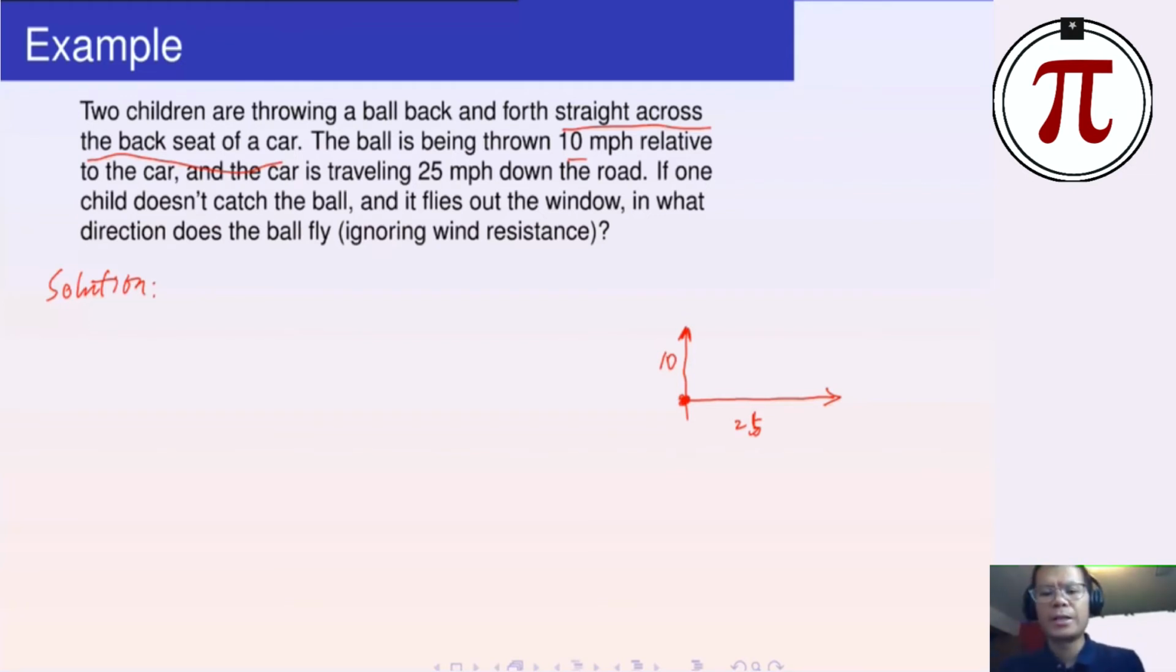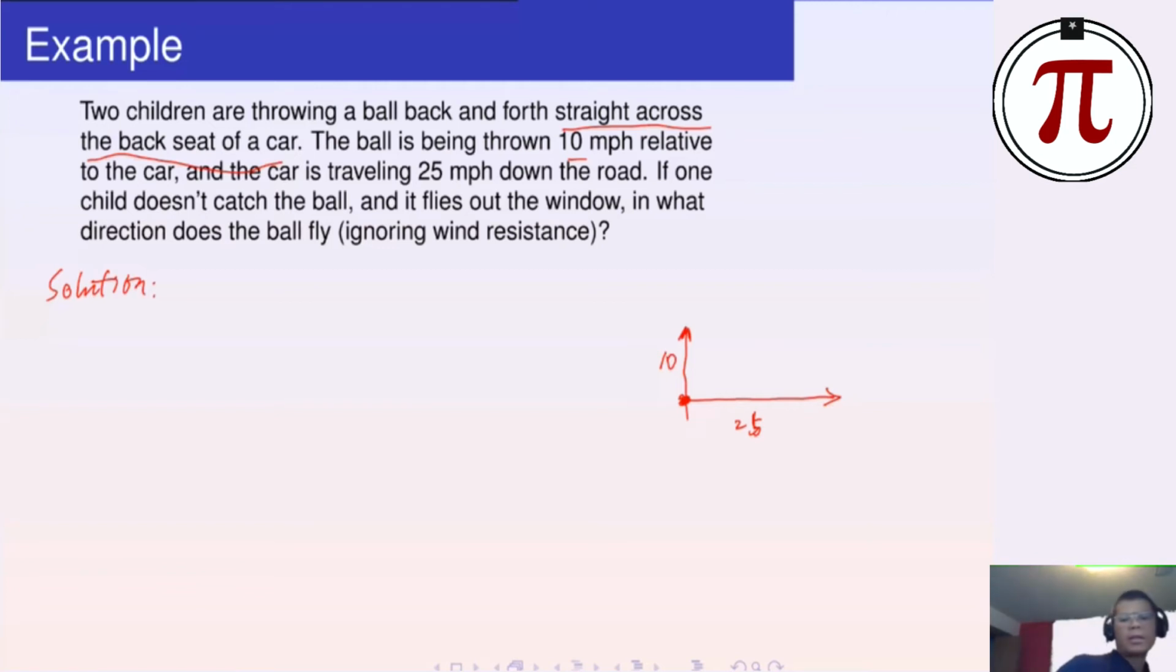So we will have something like this. One child didn't catch the ball and it flies out of the window, going upwards. In what direction does the ball fly, ignoring wind resistance? So now this is going to be the combination of these two speeds into one ball, one object. One is the horizontal speed, 25 miles per hour along the road. Another one is the vertical speed, 10 miles per hour upwards.